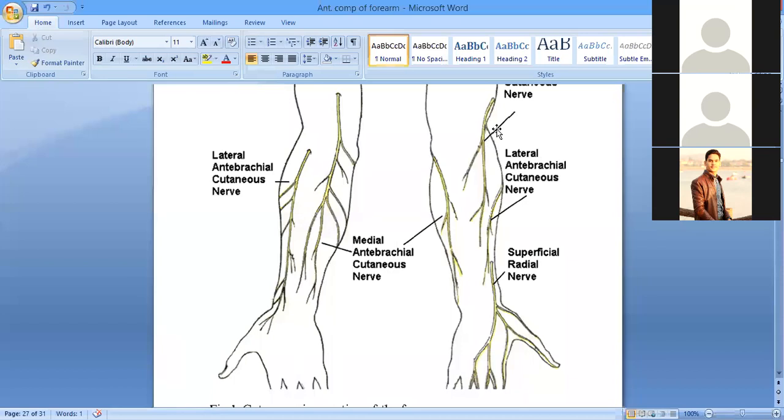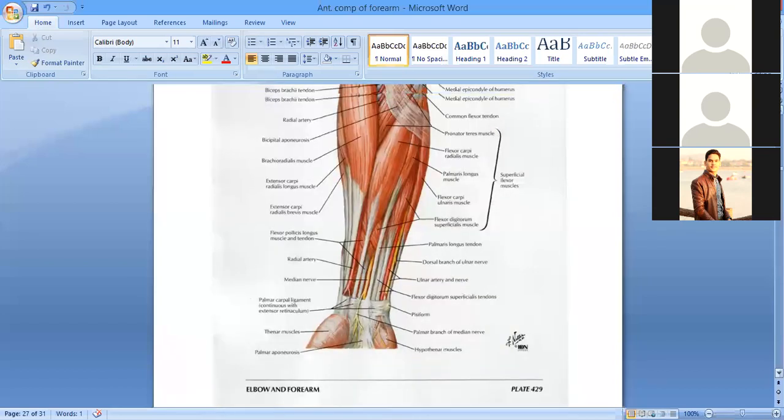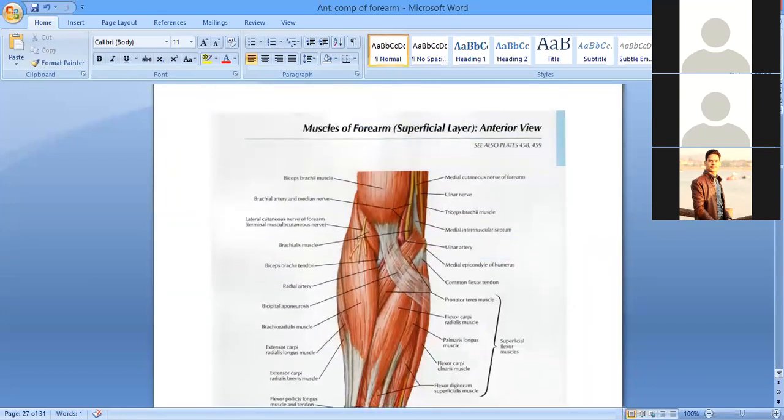Likewise, the medial cutaneous nerve of the forearm. Whose branch is the medial cutaneous nerve of the forearm? It is a branch of the medial cord of the brachial plexus. It is also given higher up in the axilla. It emerges from the medial cord and then runs on the medial aspect of the arm, on the medial aspect of the brachial artery. See, it is coming here, right?